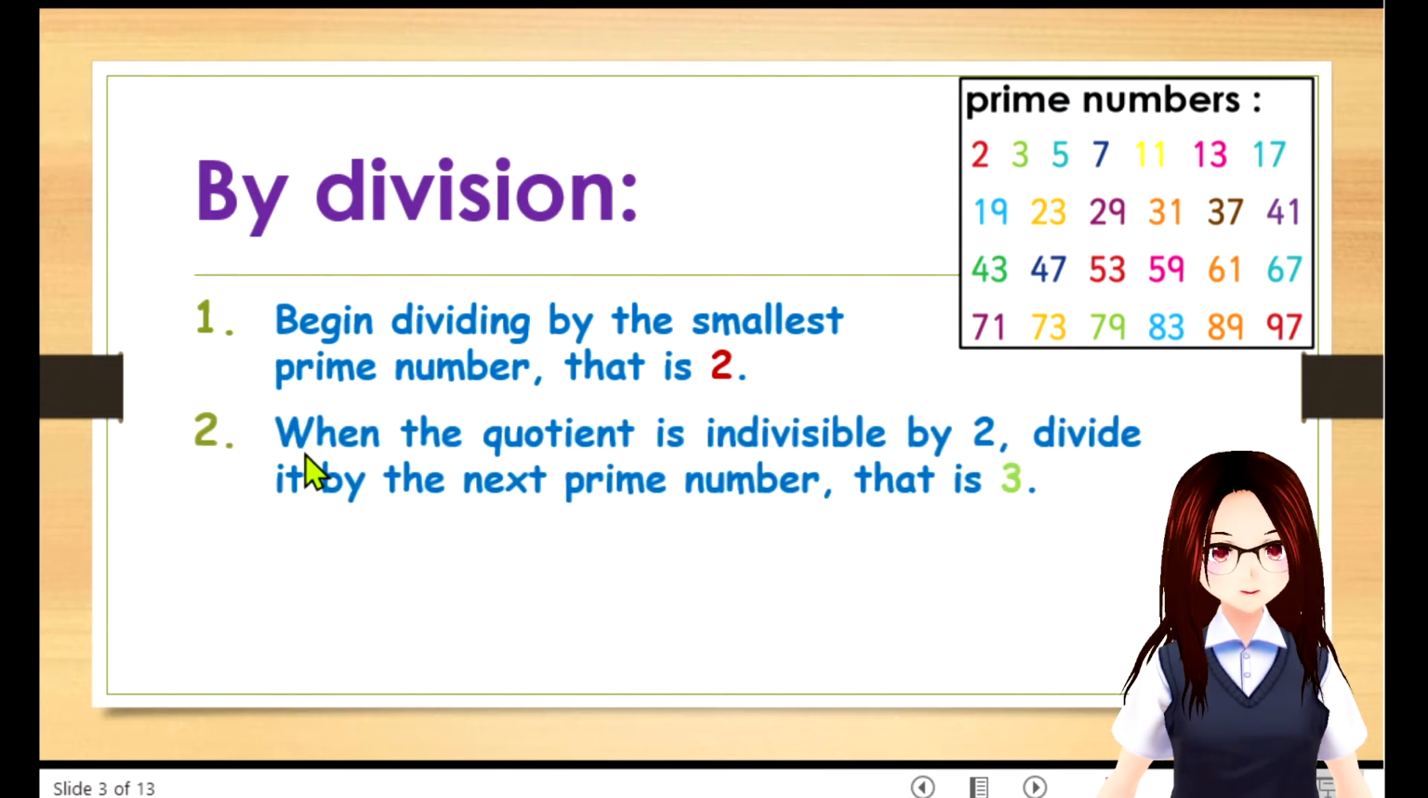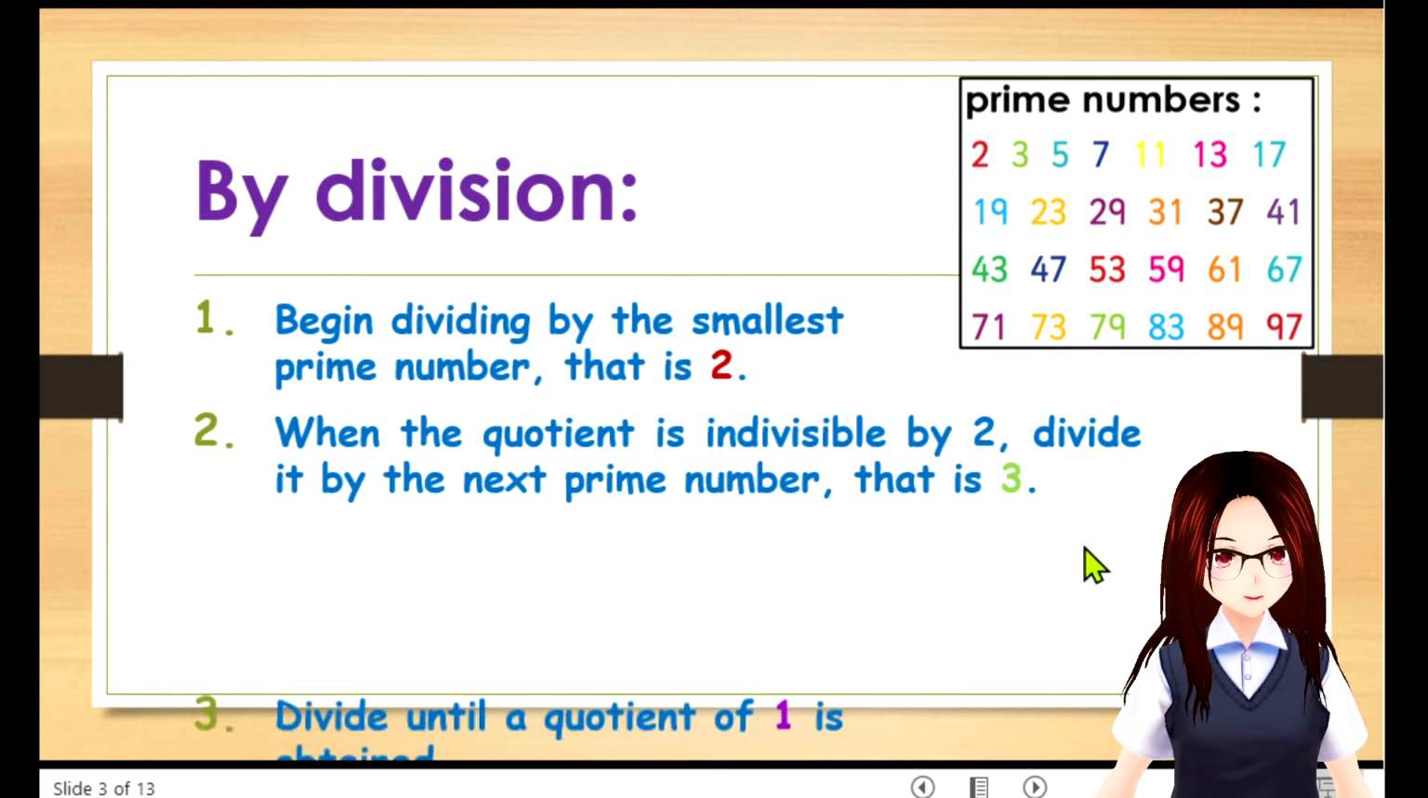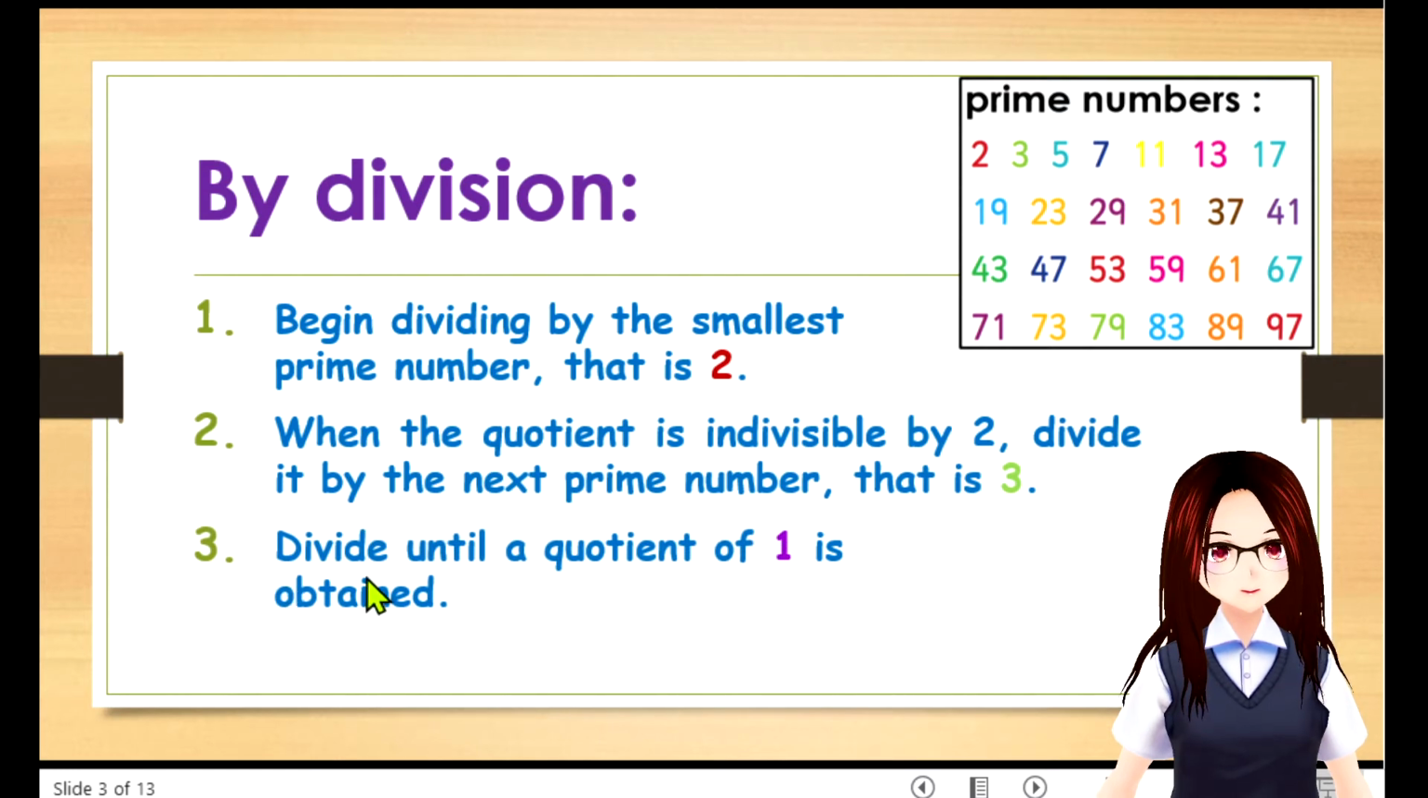Okay, next step is when the quotient, the answer of your division, is indivisible by 2, divide it by the next prime number, that is 3. So the next prime number to 2 is 3. And then next, divide until a quotient of 1 is obtained. So those are the 3 easy steps.